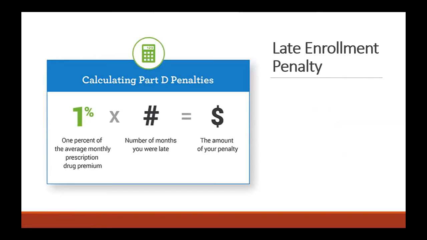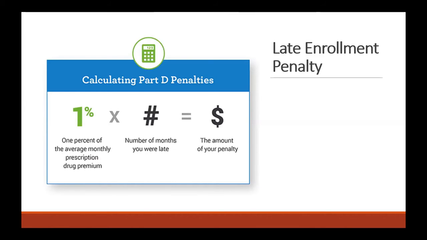Now, that late enrollment penalty, I always get a lot of questions on that, and I don't want to make it confusing. If you choose not to enroll or miss the deadline and later on you're assessed a penalty, what Social Security does is they take 1% of the average monthly prescription drug premium across the country, and then they multiply that figure by the number of months you were late. That amount is your penalty, and they inform the insurance company that you sign up with that you have to pay an extra amount. And that can add up.